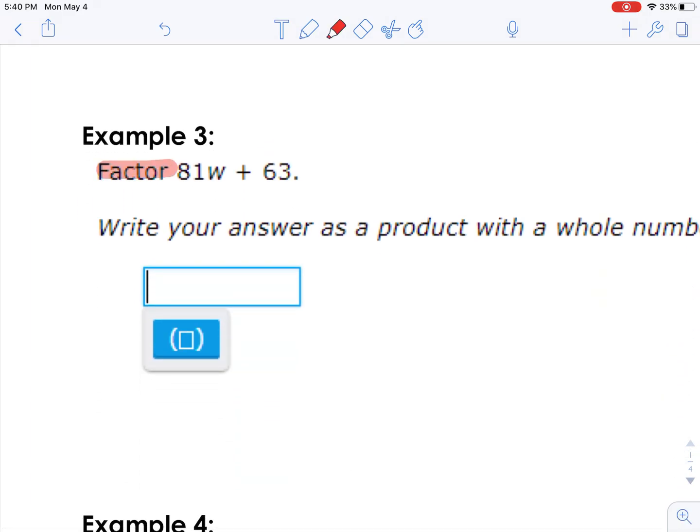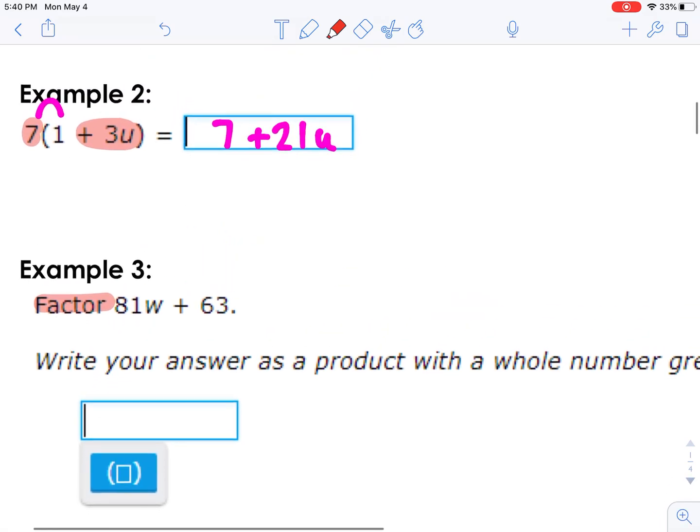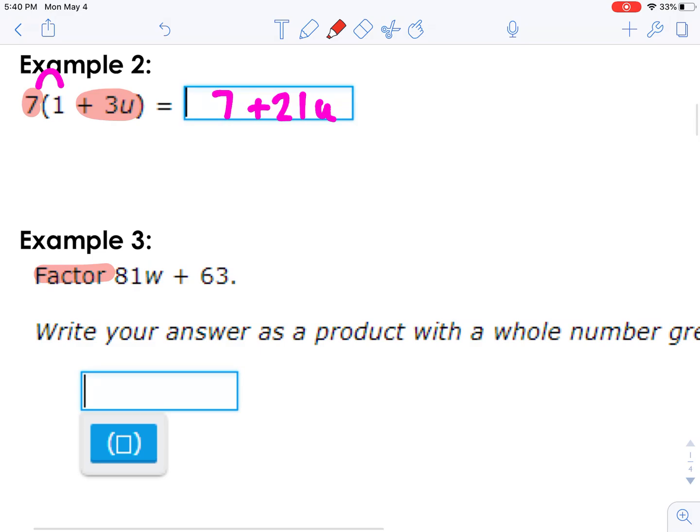Later on, as you get a little further in the IXL, they're going to ask you to do something different. They're going to ask you to factor, which is basically undoing the distributive property. So to factor, we are going to look for what numbers 81 and 63 have in common.